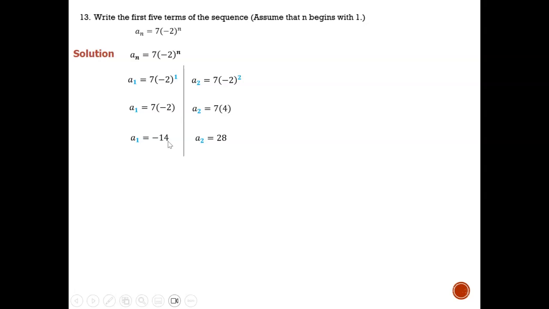Now check this out, without actually doing the work. Look at the pattern. It went from negative 14 to 28. Don't you multiply by 2? Because 2 is my ratio. So the other one, A3, is going to be negative 56, because 2 times 28 will give us 56, and they're going to be alternating signs: negative, positive, negative, positive.